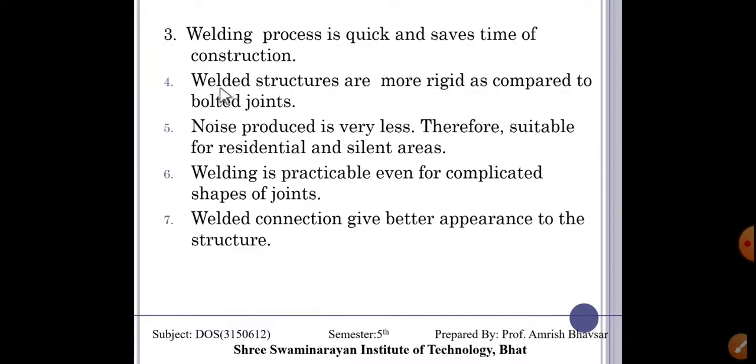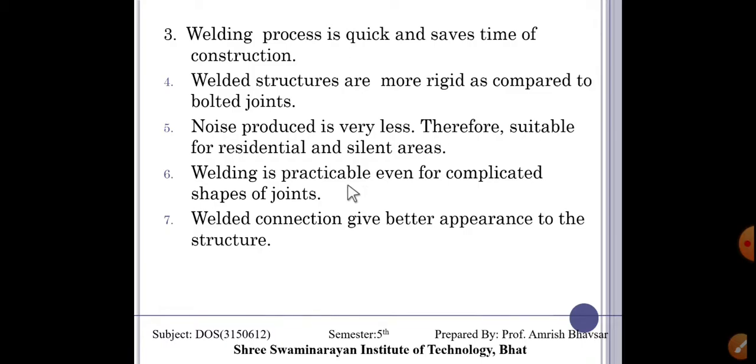Number 4, the welded structures are more rigid as compared to bolted connection. For a connection between two plates, the welding merges the plates together, and due to that we can get maximum rigidity at the junction. Number 5, noise produced is very little, therefore it is suitable for residential and silent areas.